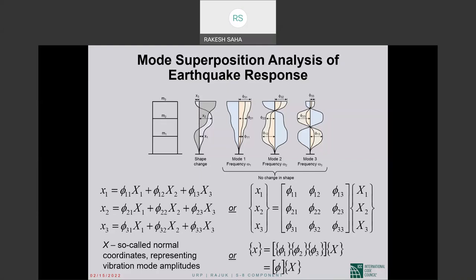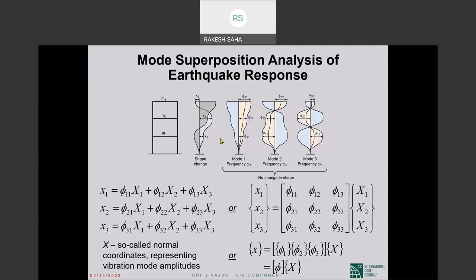And those natural shapes are called the natural modes of vibration. Natural meaning their properties of the structure. Okay? Natural modes of vibration. For a 3-degree of freedom system, we have three natural modes of vibration.